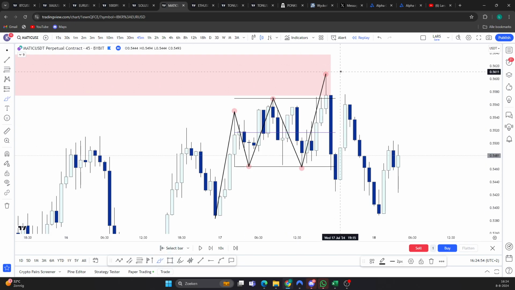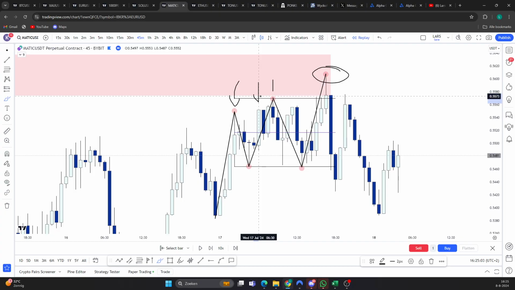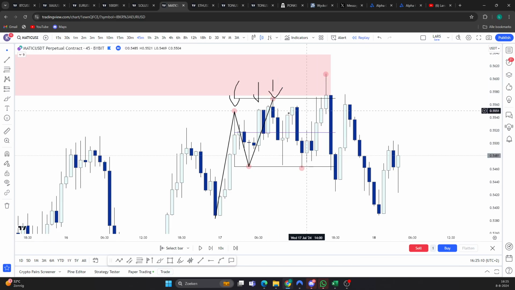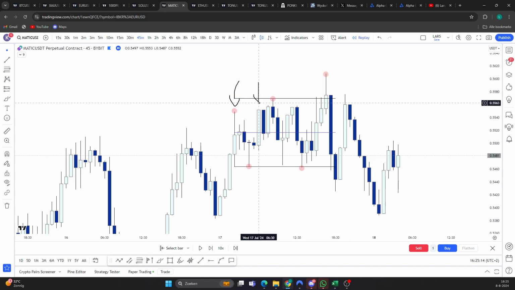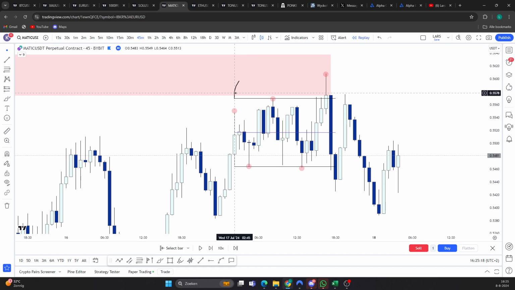And why did price come higher once more after the local distribution right here, where you had your 1, your 2, and your 3? Well, that's because it needed to mitigate that supply zone. It's a perfect example right here. It needed to mitigate that supply zone. Getting rid of our drawings to make it prettier.